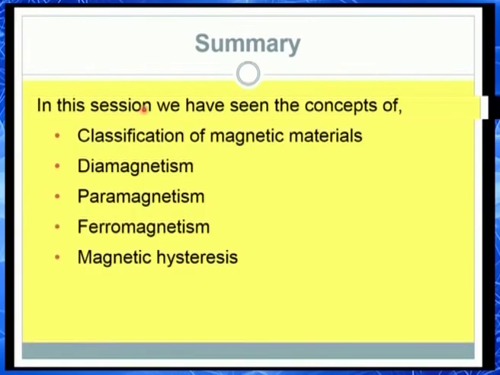Hope I have come to the end of today's lecture. Shall we see the summary of today's lecture? In this session, we have seen the concepts of classification of magnetic materials, the diamagnetism, paramagnetism and ferromagnetism that are present in different magnetic materials. And also we have seen a peculiar property called magnetic hysteresis exhibited by ferromagnetic materials.